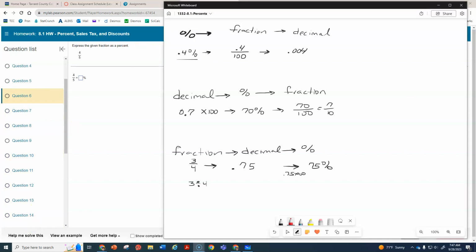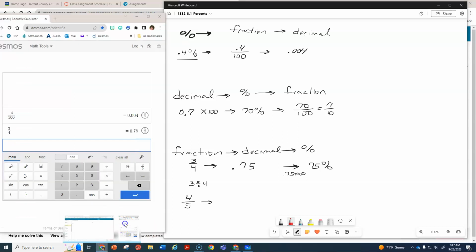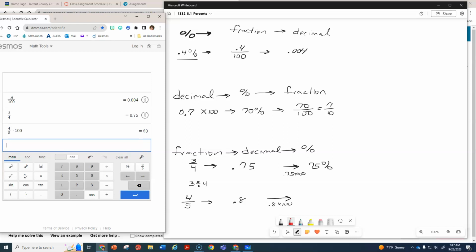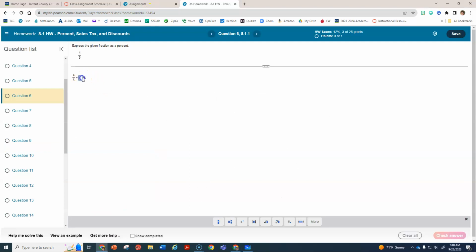Number 6 is another fraction. They want you to take 4 fifths, so I'm going to do 4 divided by 5, and I'm going to use a calculator to do that. 4 divided by 5 gives me 0.8, and then I take that 0.8 and change it to a percentage by doing 0.8 times 100, which equals 80. And that will be 80%.